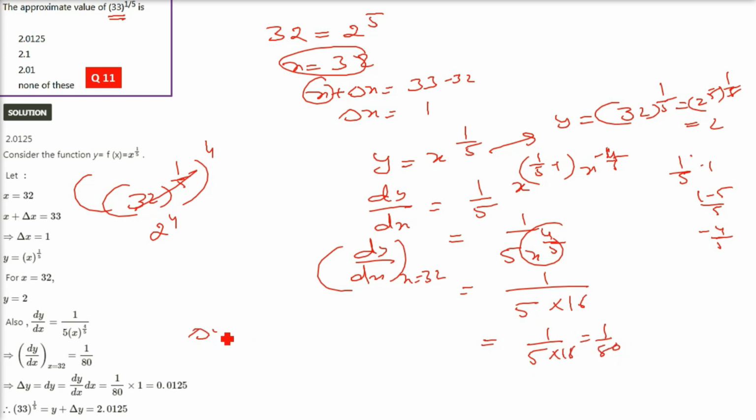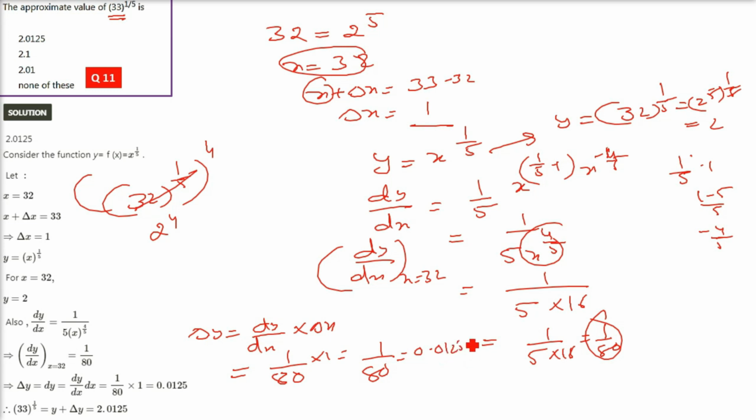And this you get 1 by 80. Delta y is what? dy by dx into delta x. This we already know, divided by dx, what is the value? 1 by 80. Delta x is the previous one, which is 1. Okay, 1 by 80 will give you 0.0125. If you actually divide it, you will get this.